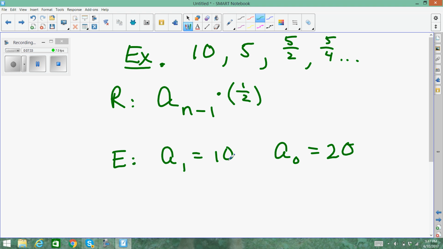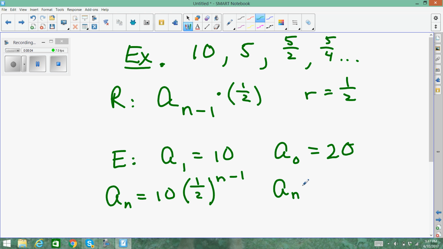So for this rule, this 1 here tells us that we're going to have to shift. So we have a sub n equals 10 times, oh, what did we say r was? R equals 1/2, right? Okay, so 10 times 1/2 to the n minus 1. That's a sub 1, so we have to shift this one over so that we can line up our graph properly. This one here, a sub 1, equals 20 times 1/2 to the n.